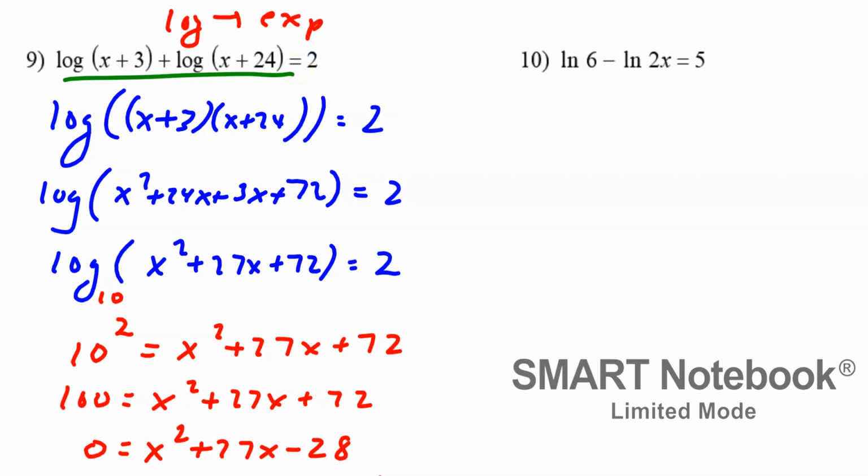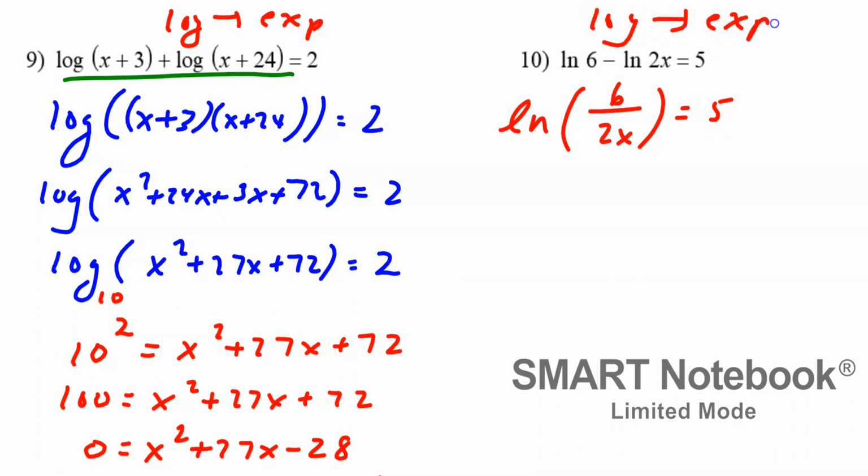Last but not least, number 10, we have ln of two different ln's being subtracted, which is the same as a single ln of these two logs, or the arguments being divided. 6 over 2x equals 5. So in a similar way to number 9, we do not have log equaling log, so we need to change this from a log equation, or ln, to an exponential equation.